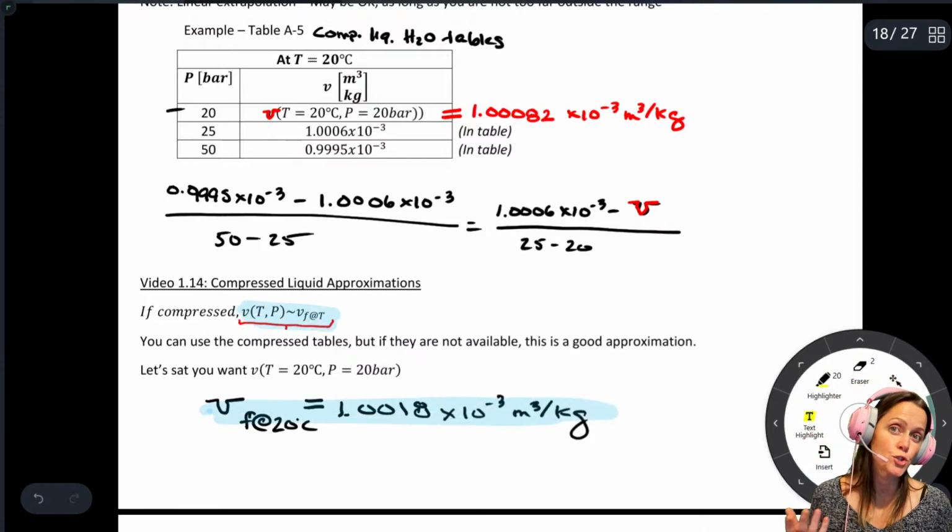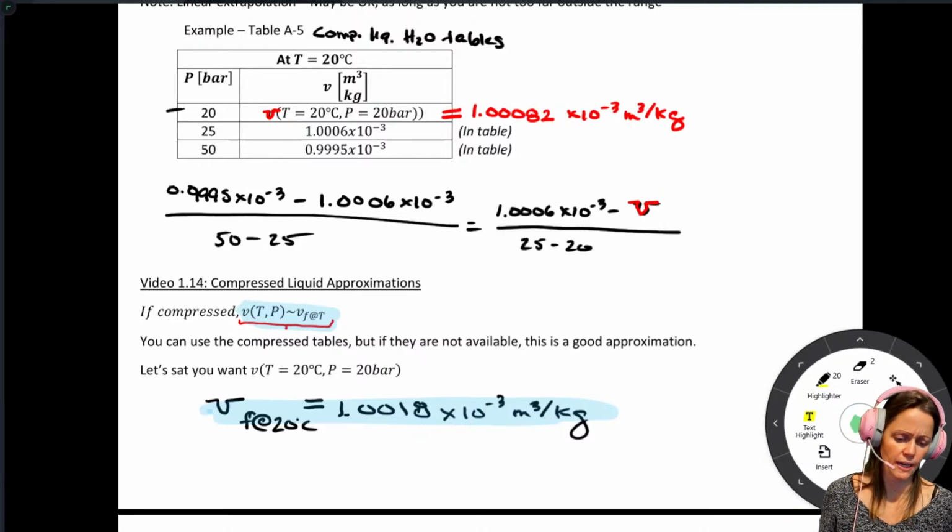And this relationship right here is usually the one I'll use if I have compressed liquid tables and my data point just happens to be on them. But if it's going to require me to interpolate or extrapolate, I'll probably just use one of those compressed liquid approximations, and it's not going to change things appreciably.